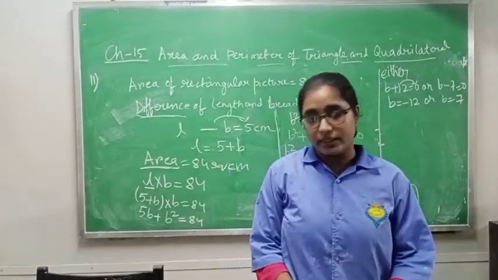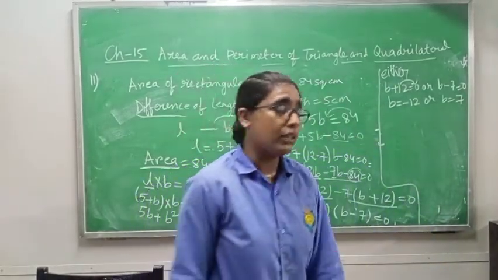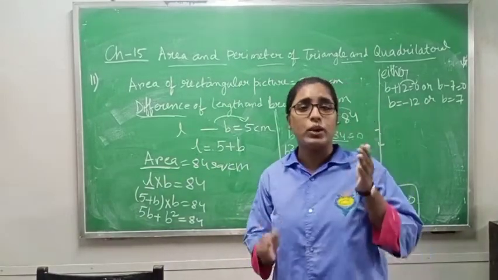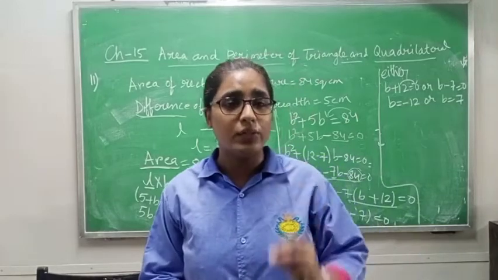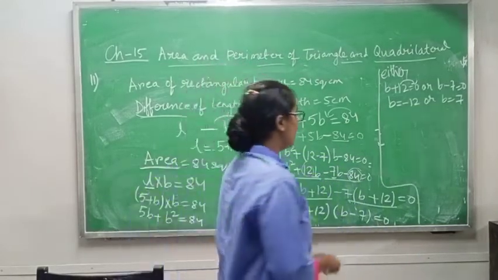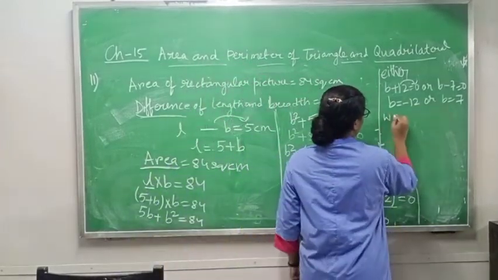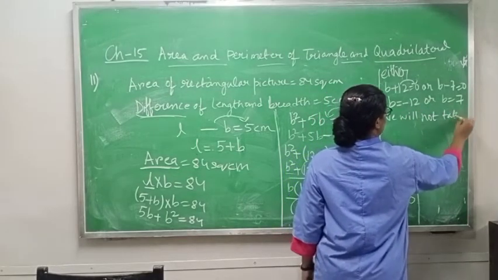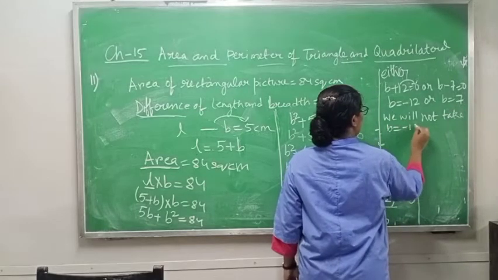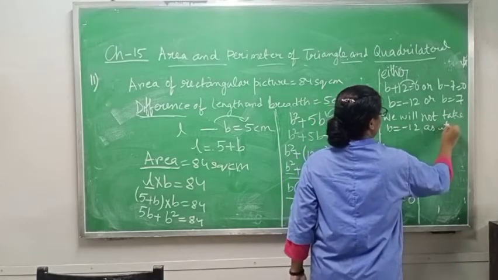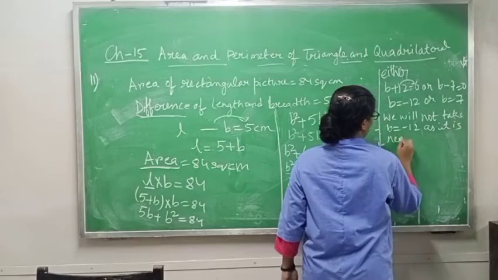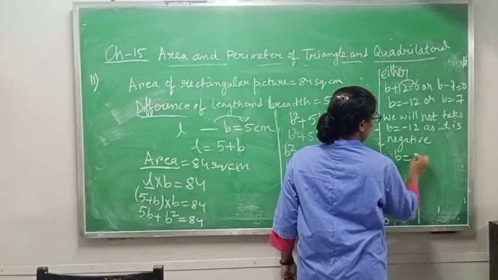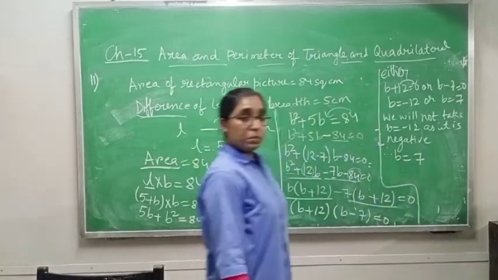So which value will you take? Class 9, you will take 7 because with 12 we have a minus sign. A negative value is not possible for any side, because a side will always be positive. So what will you write? We will not take B equals to minus 12 as it is negative. Therefore, B equals to 7. So we are taking B equals to 7.